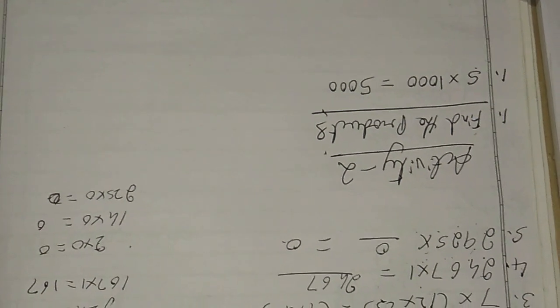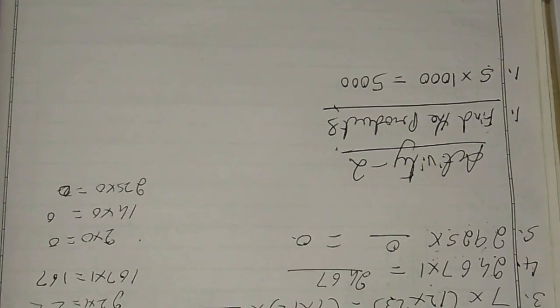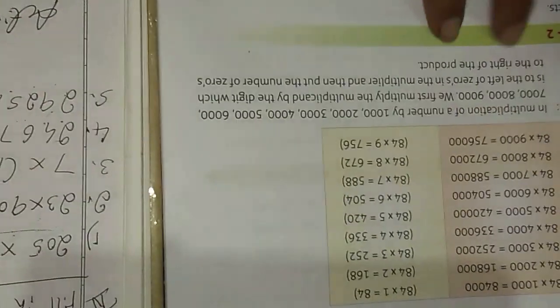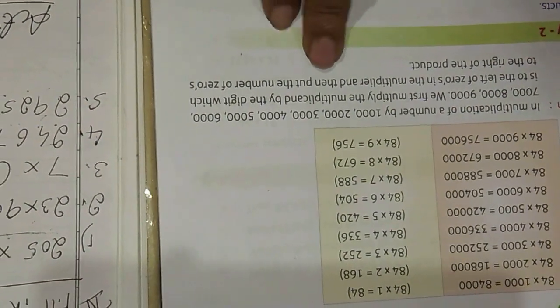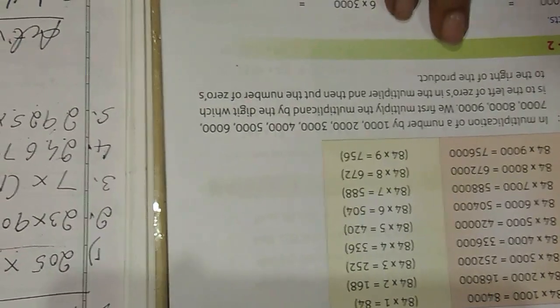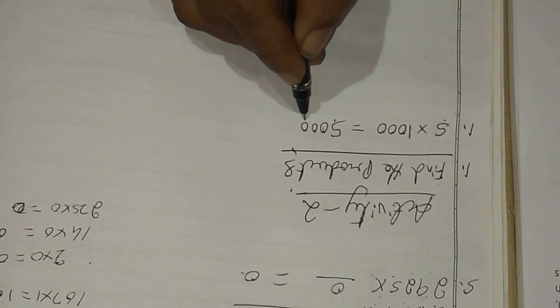See, the conclusion in your textbook is given for multiplication of a number by 1000, 2000, 3000, 4000, 5000, 6000, like that. We first multiply the multiplicand by the digit which is to the left of 0 in the multiplier, and then put the number of zeros to the right of the product. Okay. See, 1 5 is 5. So 3 zeros I put on the right side.